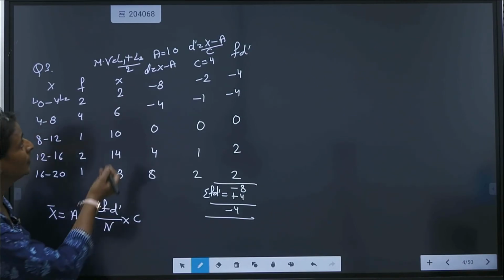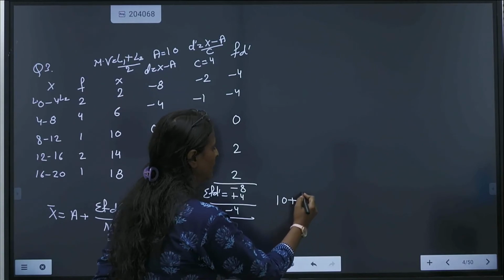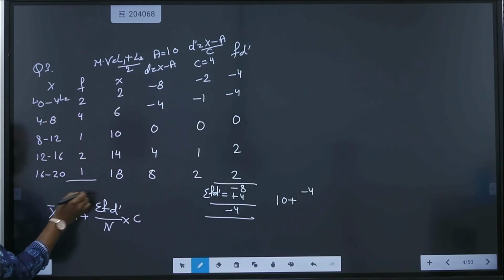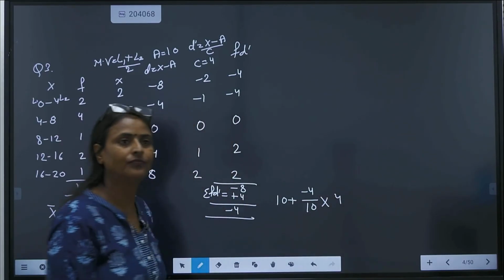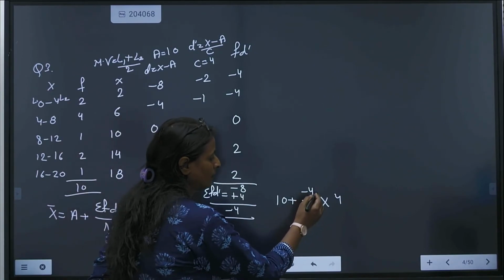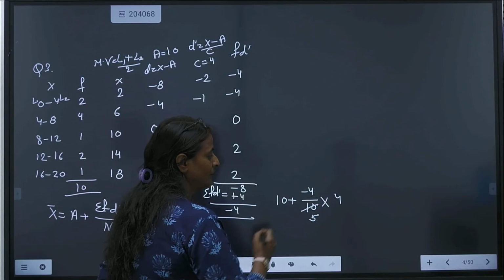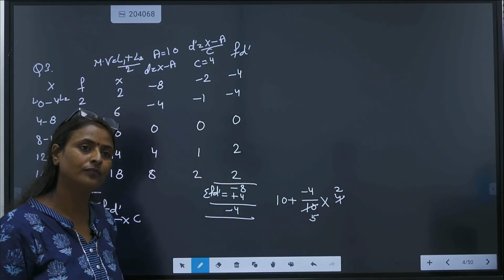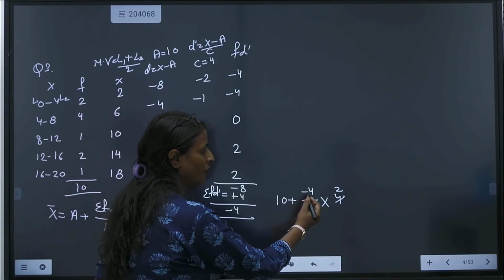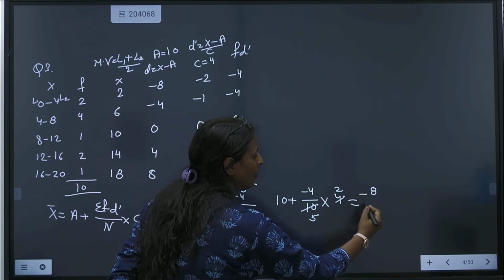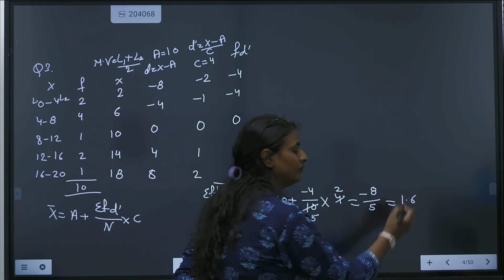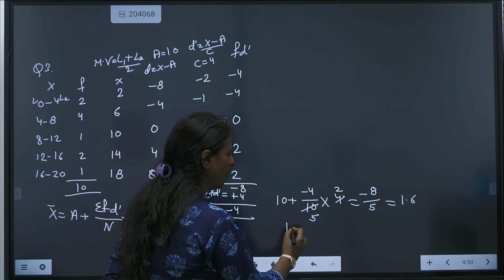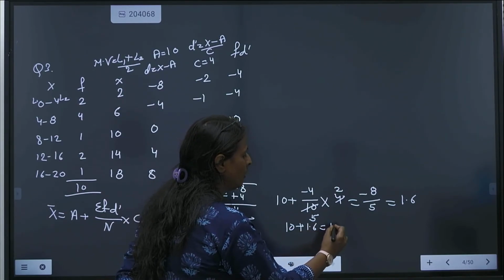According to the formula, a is 10 plus minus 4, n is 6, 7, 9 or 10, into common factor 4. So minus 8 upon 5, 5 1 is 5, 5 6 is 30. Now 10 plus 1.6 equals to 11.6.